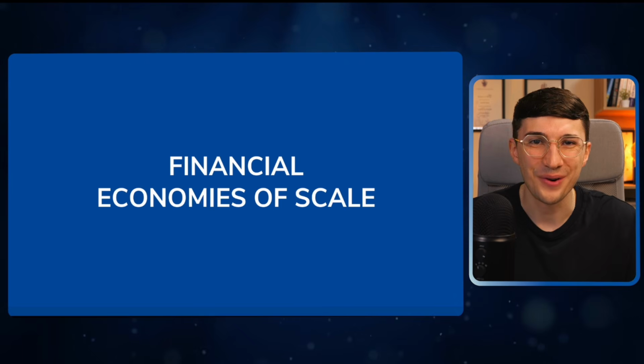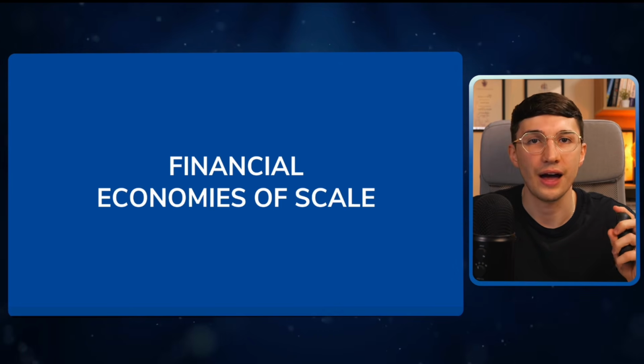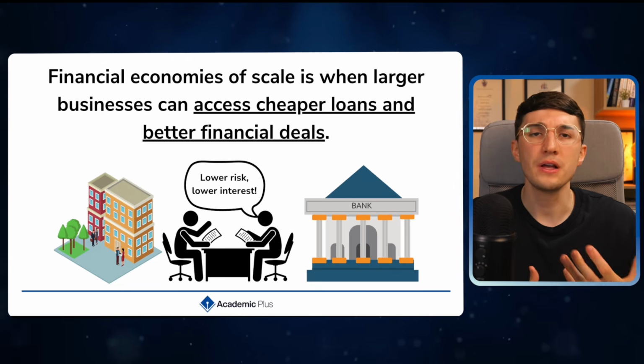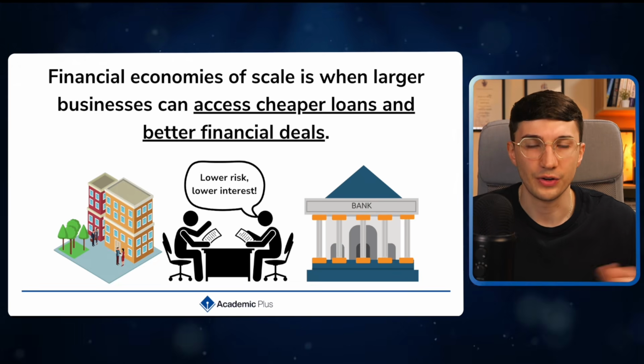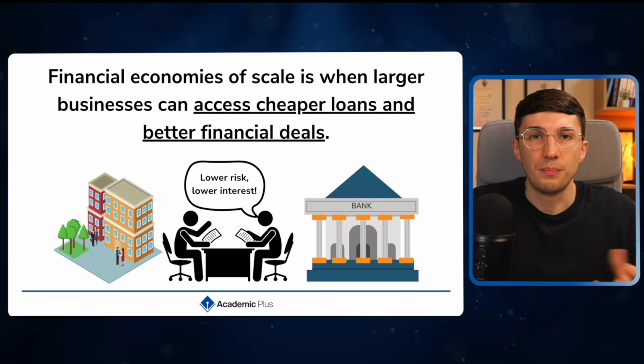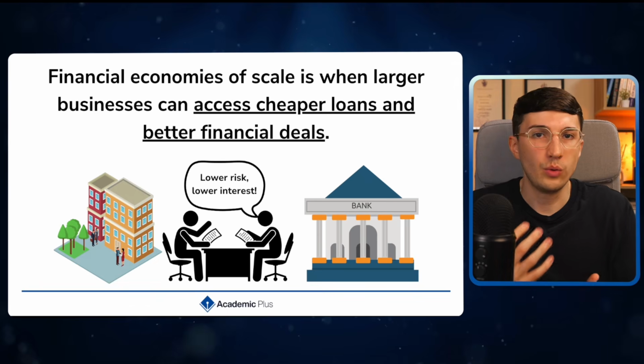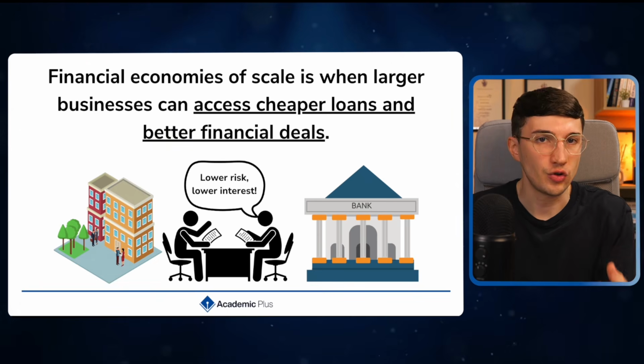And the final example of internal economies of scale we have is financial. Now, when we look at financial economies of scale, think more so when we're getting a bank loan, for example. Because when you are a larger business, the bank may perceive you as being a lower risk. And what the bank would do is that they would show that in the interest rate charge.